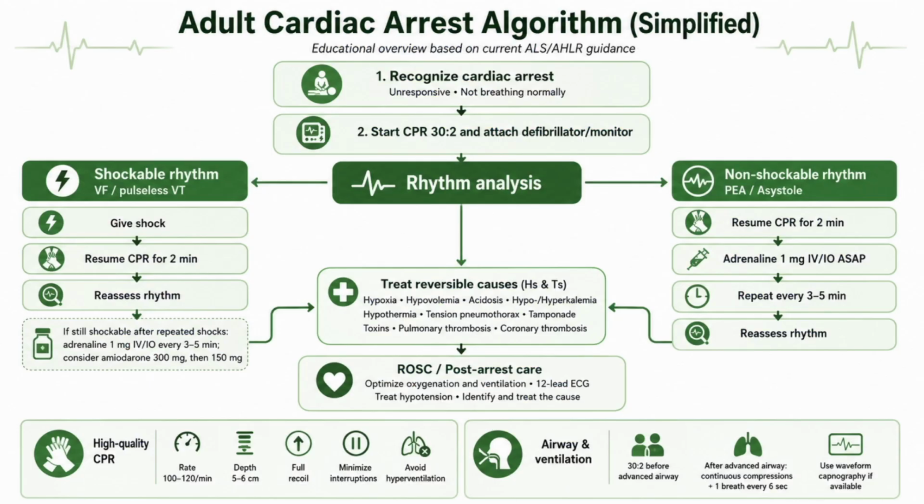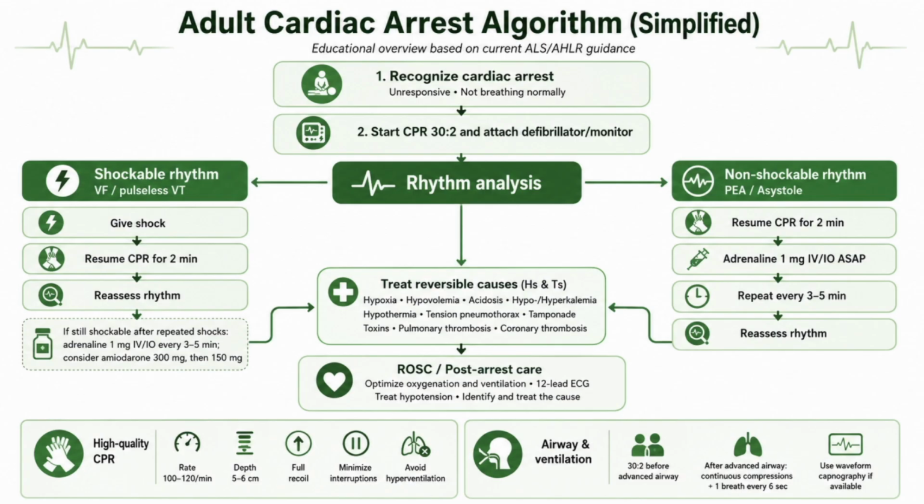This slide shows a simplified adult cardiac arrest algorithm. The first step is to recognize cardiac arrest. The patient is unresponsive and not breathing normally. Breathing may be absent, or the patient may have agonal breathing, which means abnormal gasping breaths. Once cardiac arrest is suspected, we call for help, start CPR with a ratio of 30 compressions to 2 breaths, and attach the defibrillator or monitor as soon as possible.